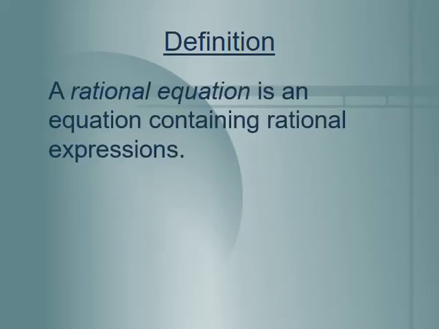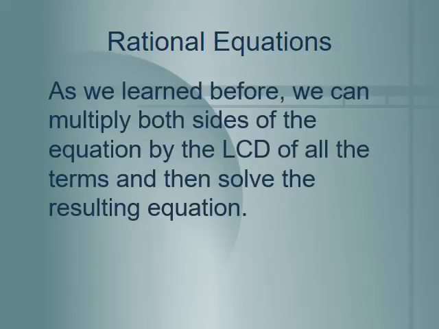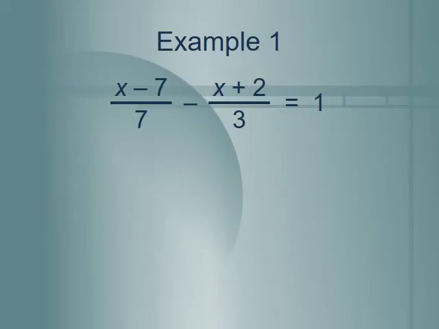So when we're looking at rational equations, it's an equation containing rational expressions. Whenever we were doing rational expressions earlier, we realized that we can multiply everything by the least common denominator, and what we can do, that will actually help us get rid of our denominators. So for 7 and 3, our common denominator is going to be 21. So what we do is we're going to multiply both fractions by 21.